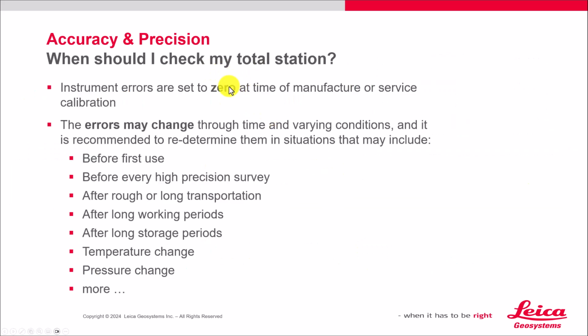When should I check my total station? Well, instrument errors are set to 0 at time of manufacture, service, and calibration, but they change. So you should check before first use, before every high precision survey, after rough or long transportation, after long working periods, long storage periods, temperature change, pressure change, and whatever else might feel like needs to have the total station checked. But don't neglect this. Do it.